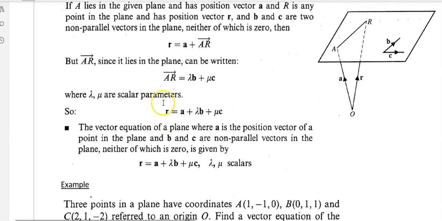So that means the general equation of a point that lies in your plane is A, where A is the position vector of a point lying on your plane, plus lambda B, where B is a directional vector which lies within your plane, plus mu C, where C is also a directional vector which lies in your plane. And that's it. Okay, we're going to look at an example of this one. It's a bit of a strange one. We're going to look at an example here of how we use it.